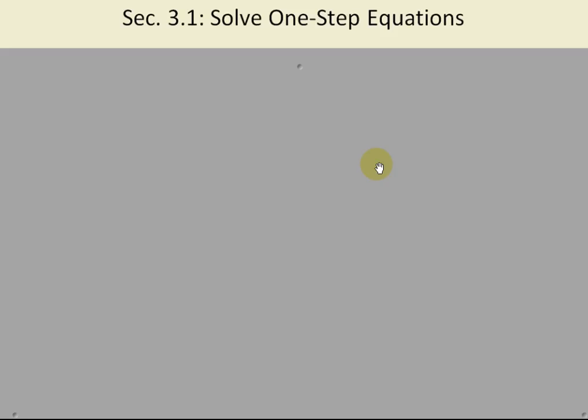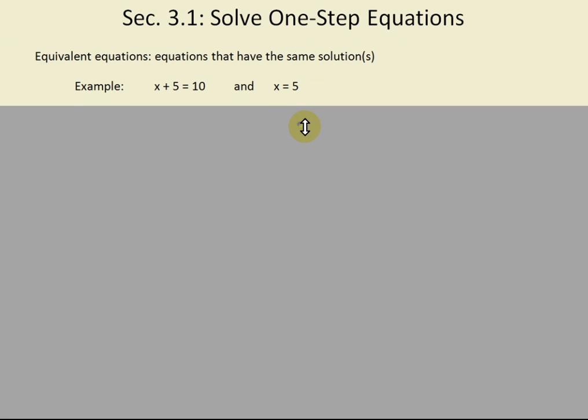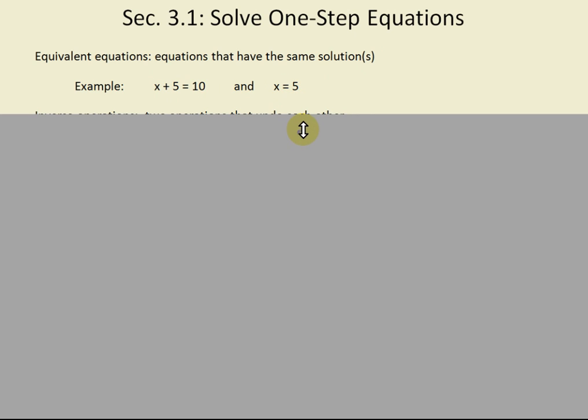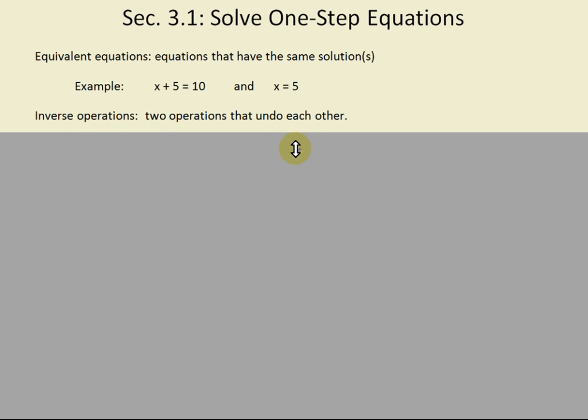In Chapter 3, we start looking at solving equations, and this really gets to what many would consider the heart of algebra. So first of all, let's look at the idea of equivalent equations. These are equations that have the same solution or solutions. So for example, we could start with x plus 5 equals 10. This is equivalent to saying x equals 5. And of course, we generally would prefer that we would end up with this second form. That's what we're going to be trying to solve for.